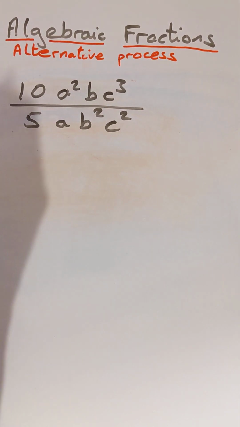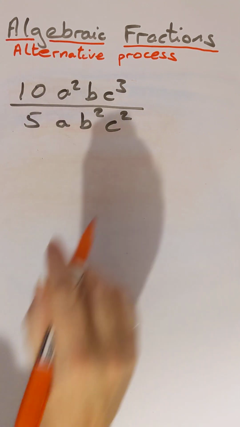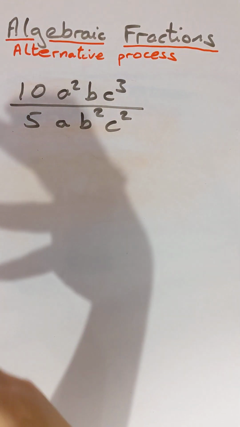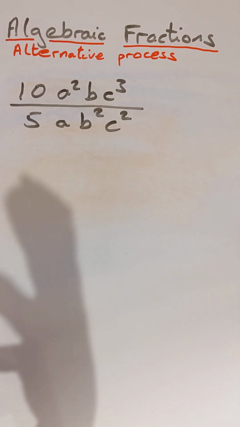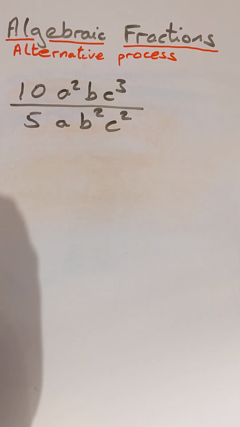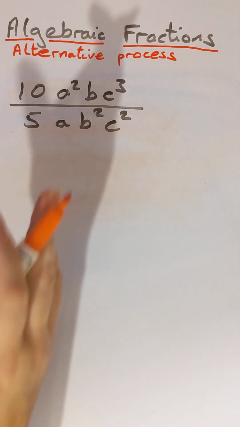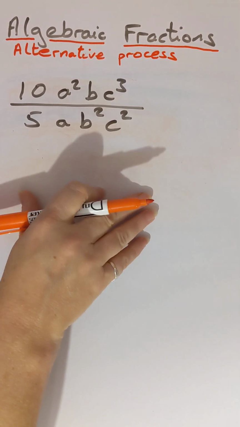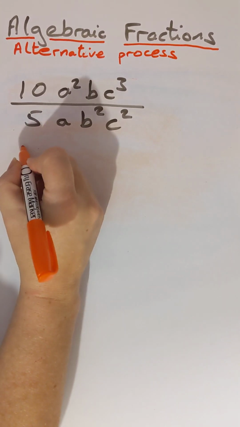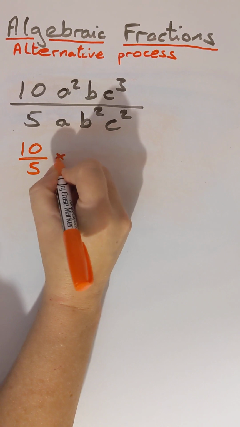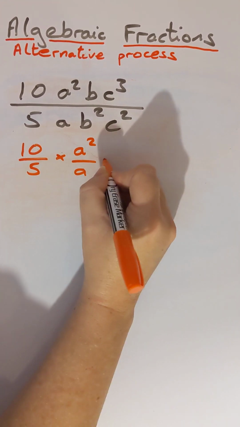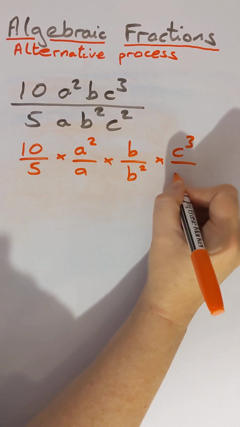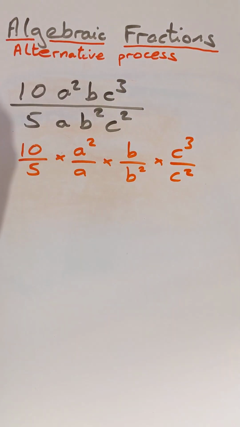One of the mistakes people are making, they're getting the fractions bit right. They're getting the breaking down of the powers bit right, but then they're getting confused with what to do with the numbers. So I'm not going to show you the mistakes some people have been making. What I am going to do is break this down into its components, and then we'll go through that. So we have 10 over 5 times a squared over a times b over b squared times c cubed over c squared. Now I can break that down a bit more.